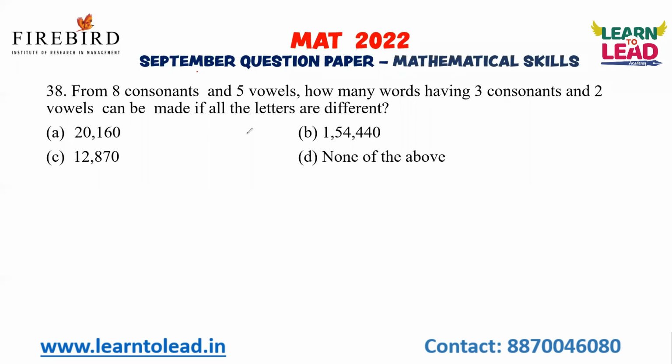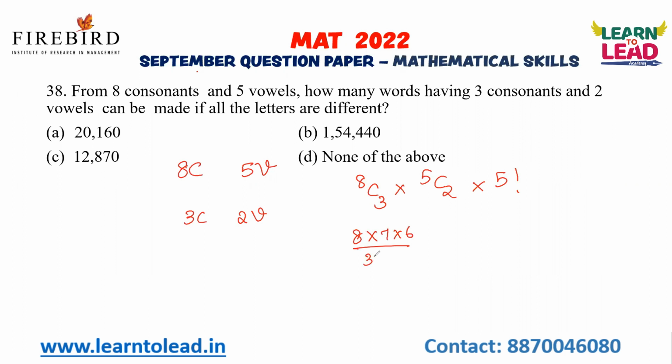from 8 consonants and 5 vowels. See, there are 8 consonants and 5 vowels. How many words having 3 consonants and 2 vowels can be formed? See, you're going to take 3 consonants from 8 consonants. So 8C3 and 5C2. You're going to form a 5-letter word of different types. So 5 factorial. All the 5 letters are different, right? So 8 into 7 into 6 divided by 3 into 2 into 1. And similarly, 5 into 4 divided by 2 into 1. And 5 factorial is nothing but 120.